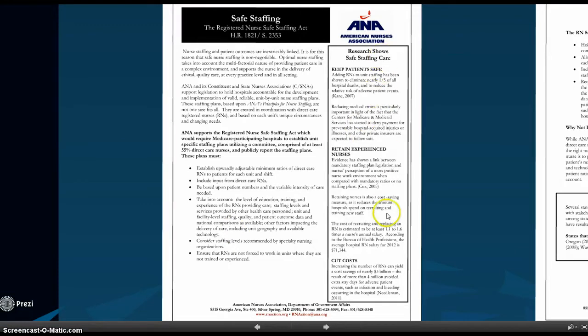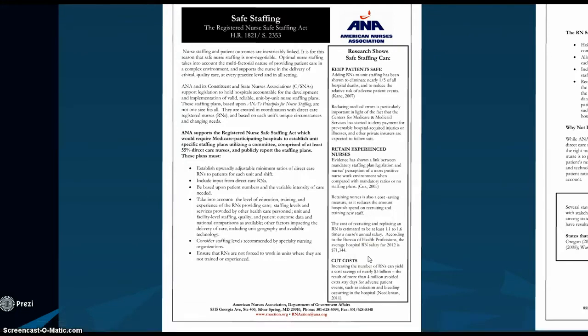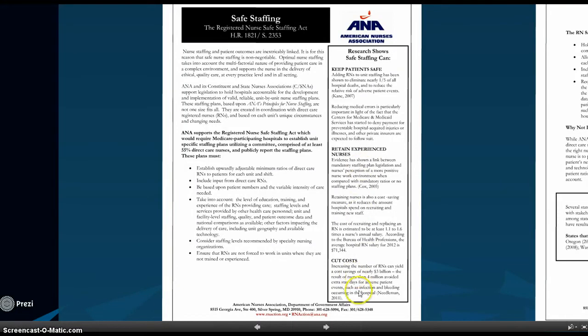Along the side here, it says research shows safe staffing can keep patients safe. You have fewer sentinel events and things like that, fewer med errors, fewer hospital-acquired injuries or illnesses. And then you also retain experienced nurses, because evidence has shown that there's a link between mandatory staffing plan legislation and nurses' perception of a more positive work environment when compared with mandatory ratios or no staffing plans. So the hospitals are able to save money and retain nurses versus spending money to train new nurses constantly if they can keep their staffing at good levels.